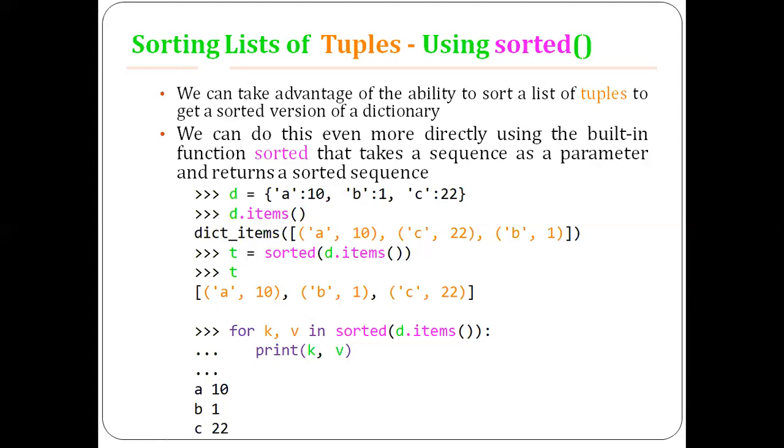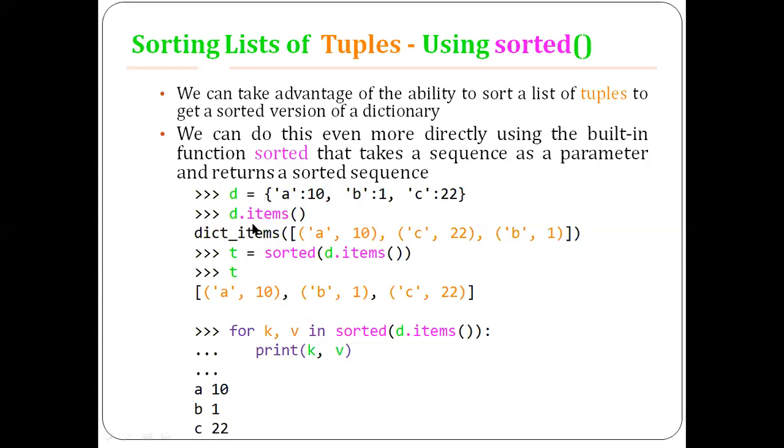We can take advantage of the ability to sort a list of tuples to get a sorted version of a dictionary. You can sort the elements of the dictionary just by sorting the list of tuples. We can do this even more directly using the built-in function sorted, which takes a sequence as a parameter and returns a sorted sequence. You cannot directly apply it on the tuples, but you can make use of the list of tuples and sort the elements of the dictionary. Look at the example here. I have d with three elements in it, that is e, b, and c: 10, 1, and 22.